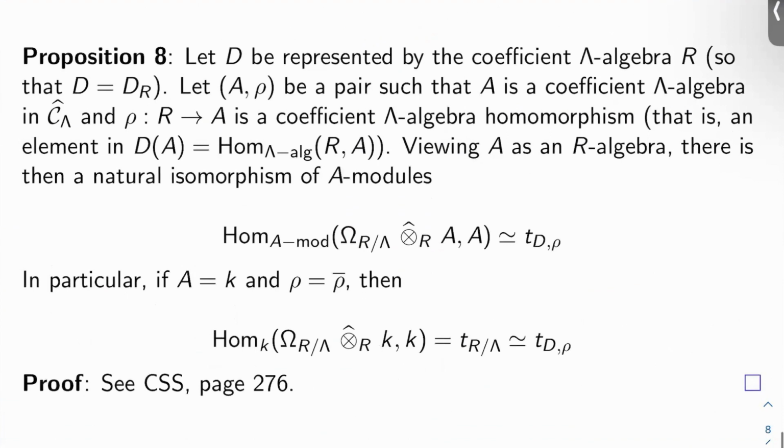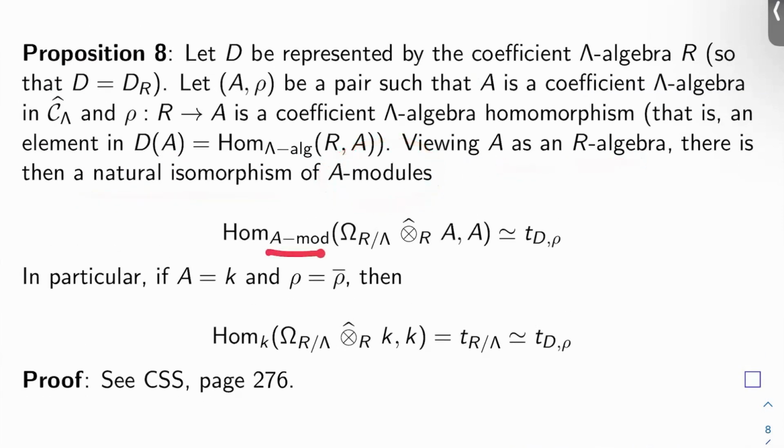Here's another way of obtaining T_D rho, though. Proposition: let D be represented by the coefficient lambda algebra R, i.e. D is just the functor D sub R from earlier in the chapter, so D_R of B is maps from R to B. Let A, rho be a pair such that A is a coefficient lambda algebra in C hat lambda, and rho from R to A is a coefficient lambda algebra homomorphism, that is, an element in D of A, which is lambda algebra maps from R to A. Viewing A as an R-algebra, there is a natural isomorphism of A-modules between the following sets: A-module homomorphisms from omega of R over lambda, completed tensor product over R with A, to A, and the tangent space T_D rho.